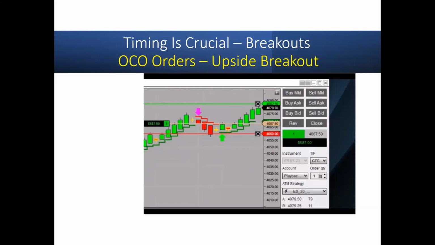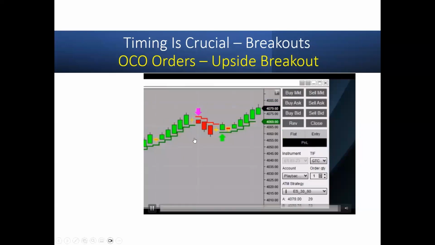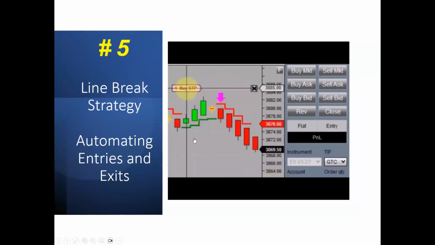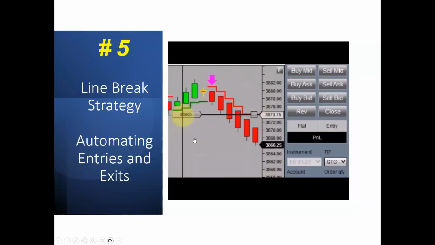And then we've got a target at 40.8250. And again, this is an upside breakout just using an OCO order. So we came up, hit that target. All right, so this is trade setup number 5.